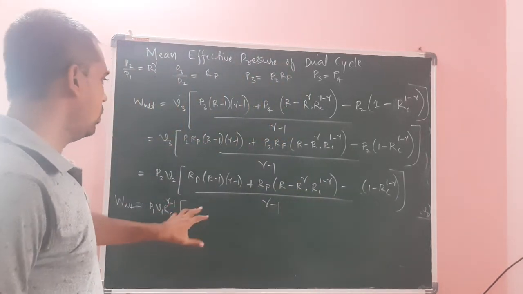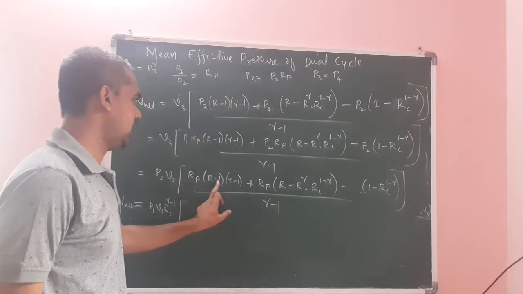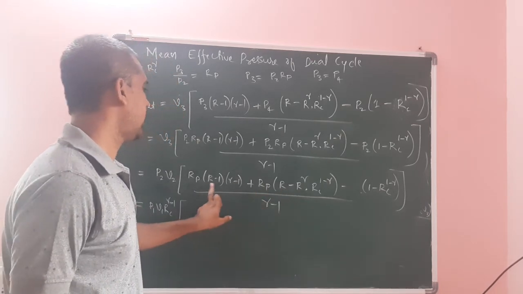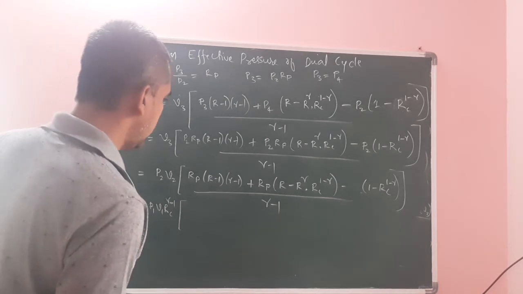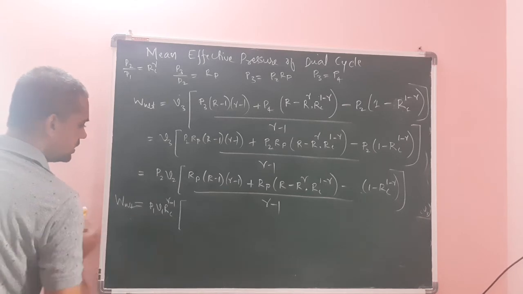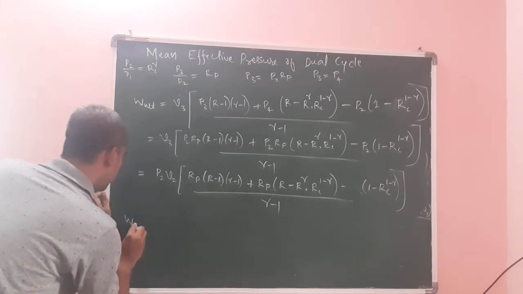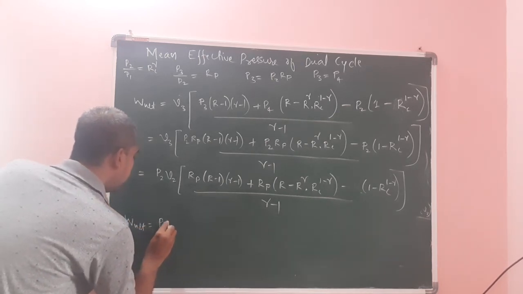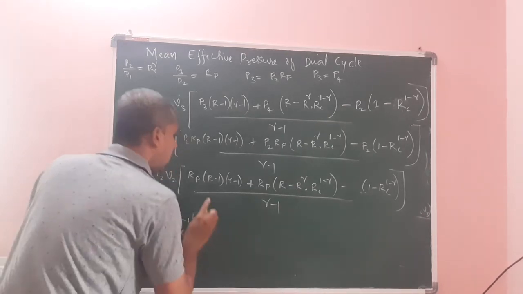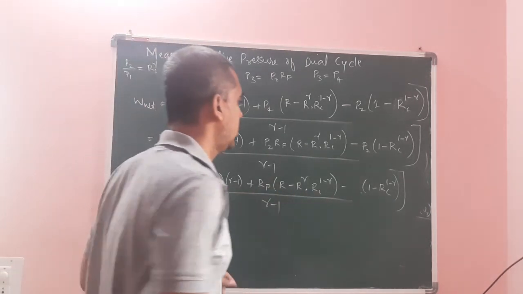Okay, what we'll do, we will multiply each term here. If we multiply each term, there is a plus RP into R here, minus RP into R here, they will cancel. Therefore I will write this one, you got it now, P1 RC raised to gamma minus 1. I will write just below, W net will be equal to P1 RC raised to gamma minus 1 into bracket. What I have to do is, we have to multiply each term here and then take common.